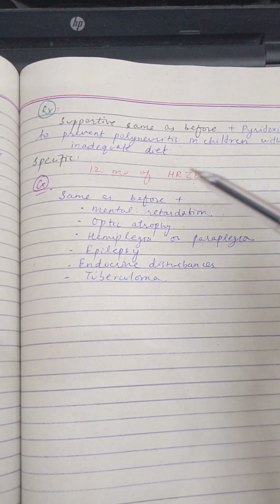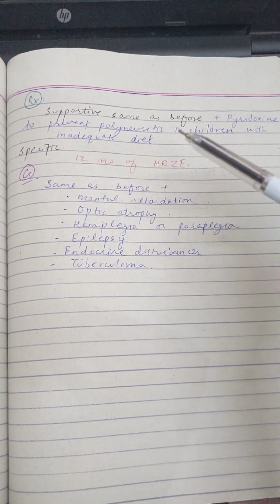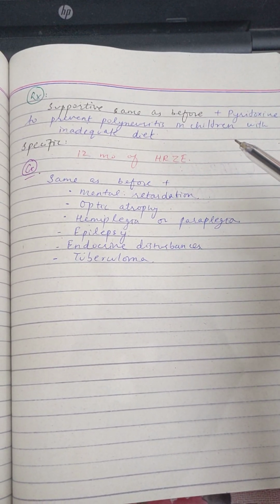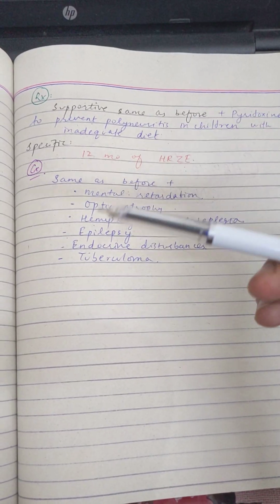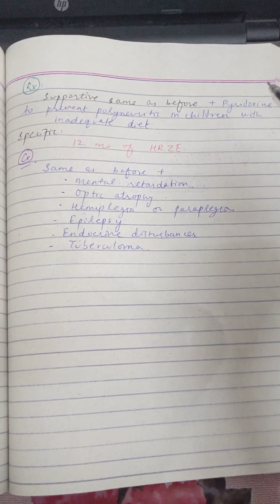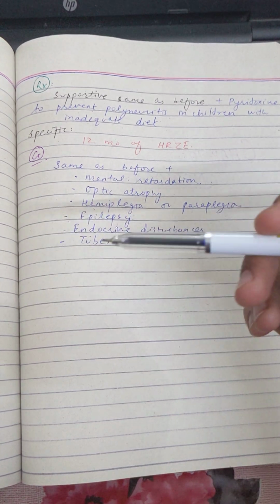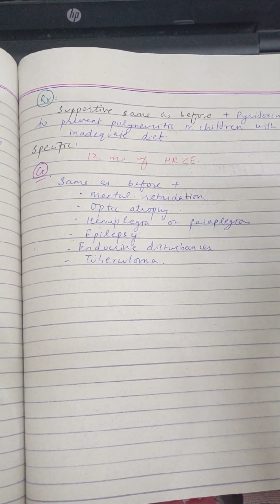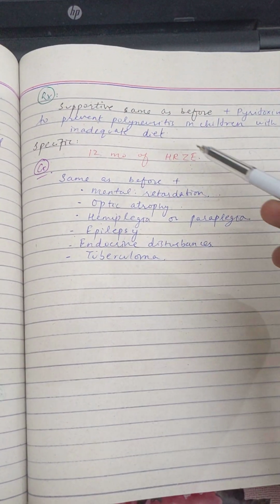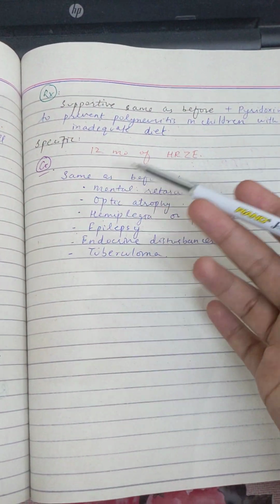So what is the treatment of tuberculous meningitis? Supportive therapy will be the same as pyogenic meningitis, and in addition to that, we will also give pyridoxine, or vitamin B6, to prevent polyneuritis in children with inadequate diet. Children with tuberculous meningitis are at increased risk for developing polyneuritis. Specific therapy will include 12 months of HRZE, which are the 4 drugs, or the ATT, for TB. So 12 months of therapy will be required, not 6 months.